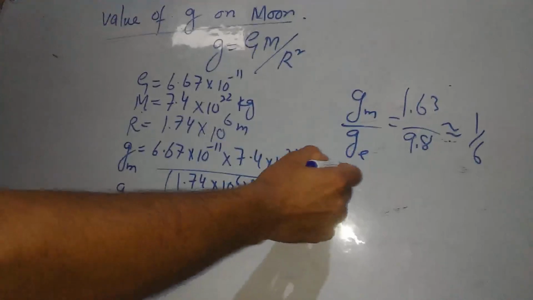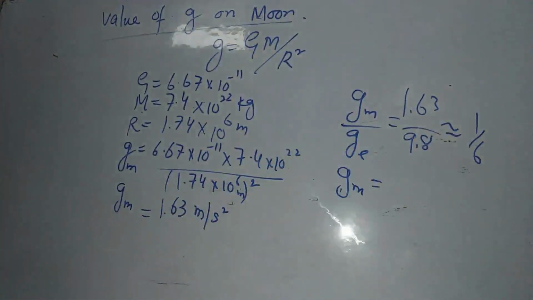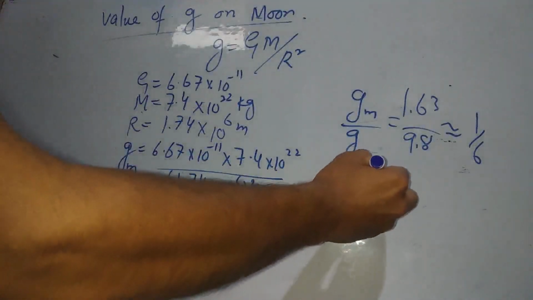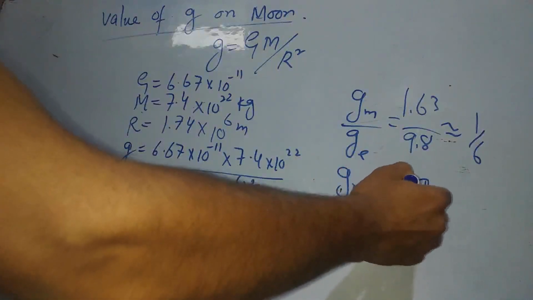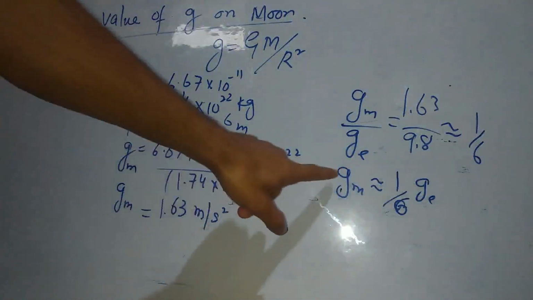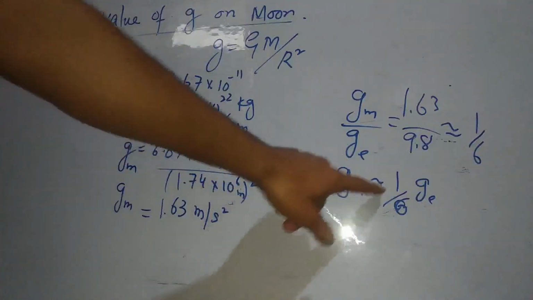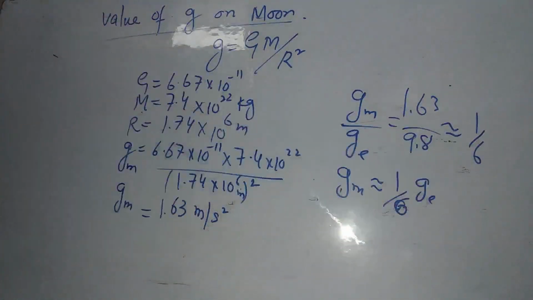That means gm, acceleration due to gravity on moon, is nearly equal to 1/6 of ge. So acceleration due to gravity on moon is nearly equal to 1/6 of acceleration due to gravity on Earth. That is, the gravitation on Earth is 6 times more than gravity on moon.